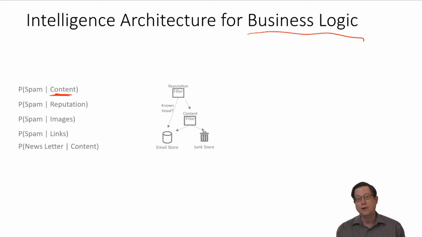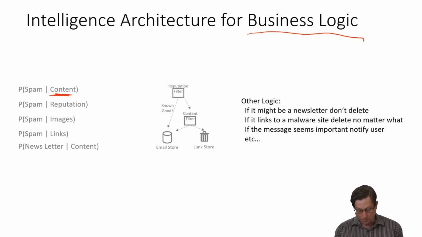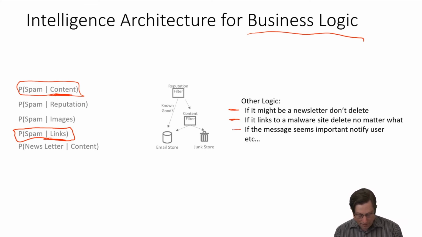What are some other forms of business logic you could apply? You could say, if the message is a newsletter, don't delete it. Maybe move it to the junk folder, but just don't delete it, because users like newsletters and they're not that offensive anyway. If the message links to a malware site, like if we look at the links and the link model says it links to a malware site, just delete it. Don't call the content filter. Don't let them try to trick you. It links to a known malware site. Delete. Done.